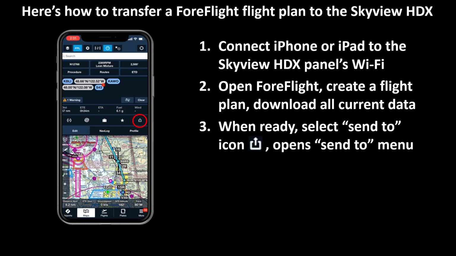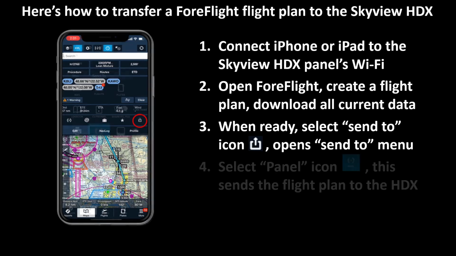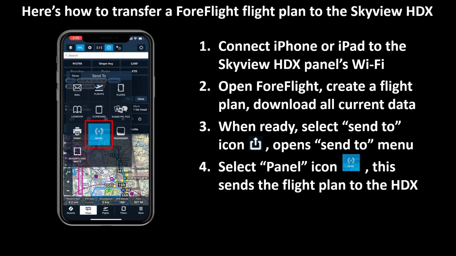When you're ready, select the Send To icon. That opens the Send To menu. And that looks like this. Once you have the Send To menu open, you're going to select the panel icon. This sends the flight plan to your HDX panel. It's super simple. Again, it's almost instantaneous.